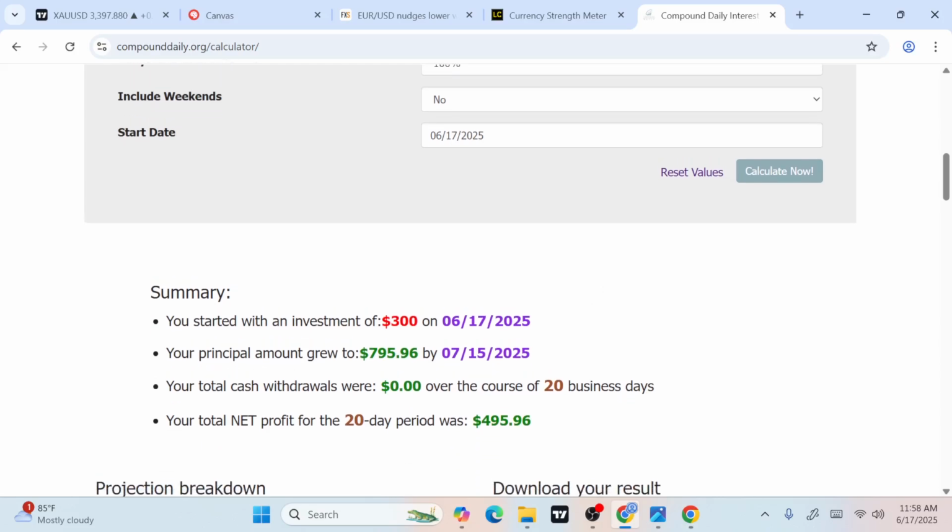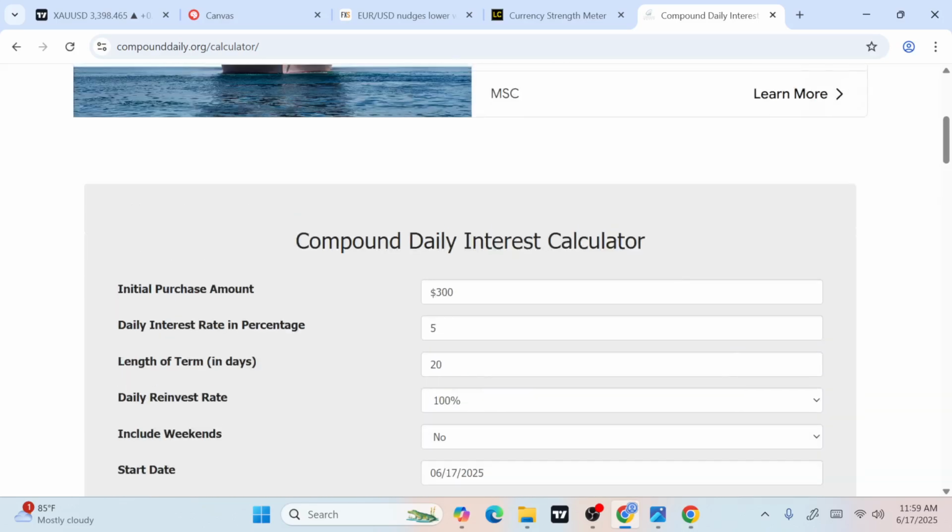This is for people that do not withdraw at all. So this is the third month, you're already in 795, after the third month. This is not aggressive trading, you are just slowly building, conservative.